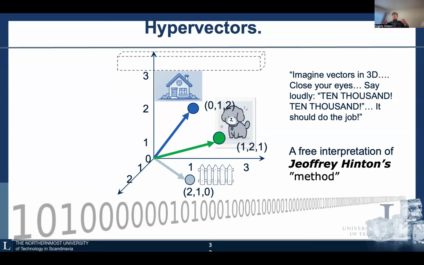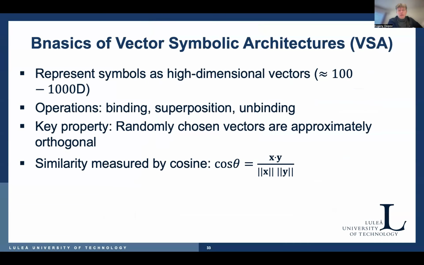A vector is a set of coordinates, like in this three-dimensional case, for example. But now instead of three coordinates, we will have like 10,000 coordinates. You should imagine that you place yourself in this many-dimensional space, 1,000-dimensional space. And all concepts there are just clouds of these points or vectors originating from some imaginary origin.